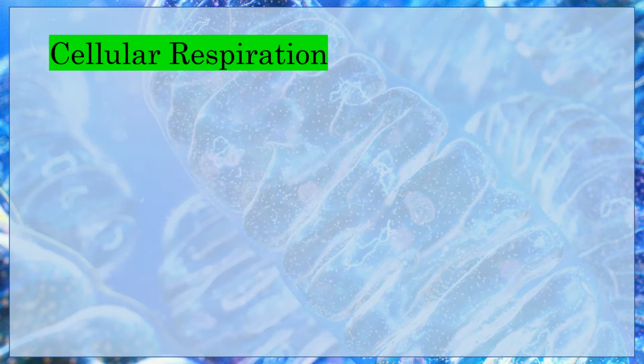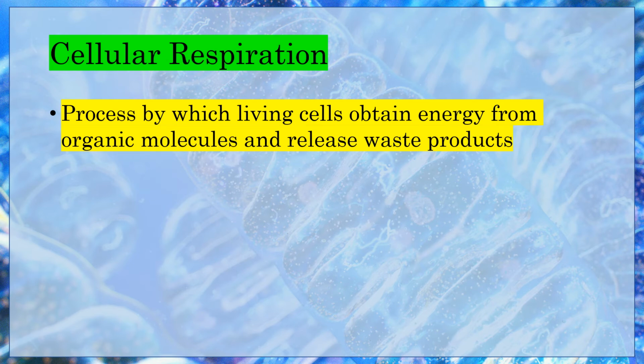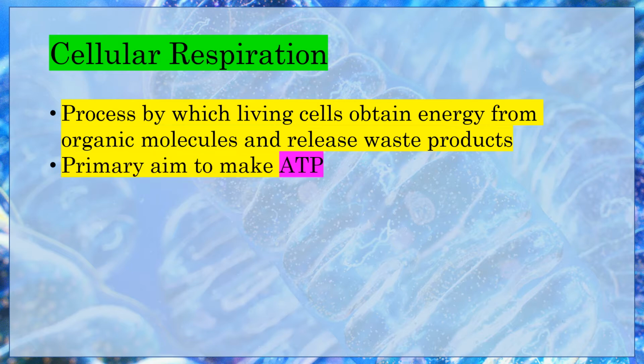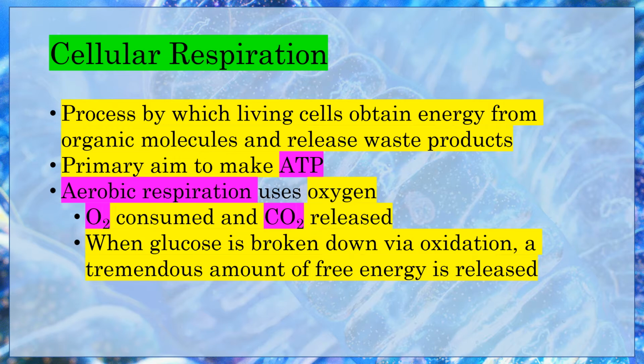What is this cell respiration we're talking about? It's the process by which living things obtain energy from organic molecules and release the waste products. The primary aim, as we know, is to make ATP. First we're going to discuss aerobic respiration. This uses oxygen. Oxygen is consumed and CO2 is released. Very important: when glucose is broken down via oxidation, and if we remember, oxidation is LEO, a tremendous amount of free energy is released.